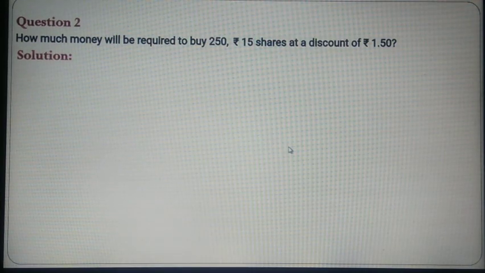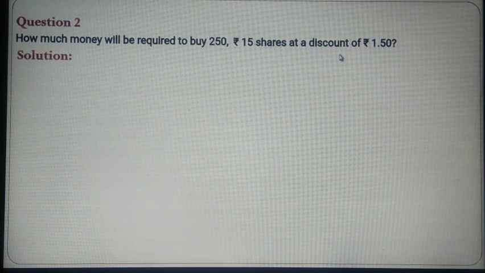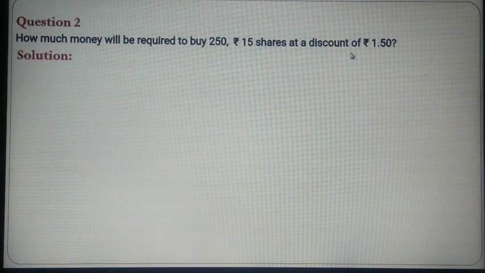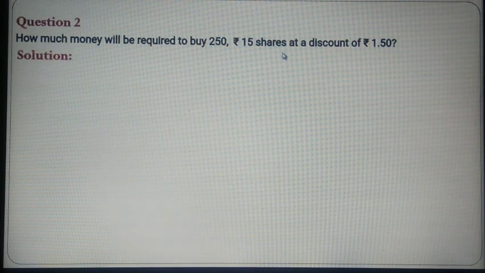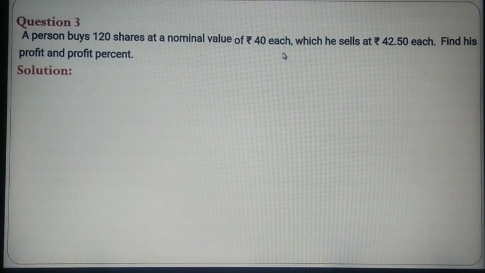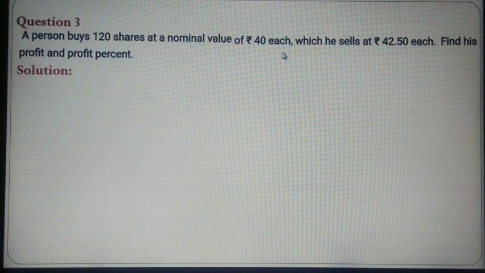Now the next sum is also similar to the earlier one, but instead it is given here at a discount. Earlier it was given at a premium, but this time it is at a discount. So whenever it is a discount, you just need to subtract the discounted value from your nominal value to get your MV, that is, market value. The other things are similar, so you just try the question by yourself. Okay, so let us see the next question.